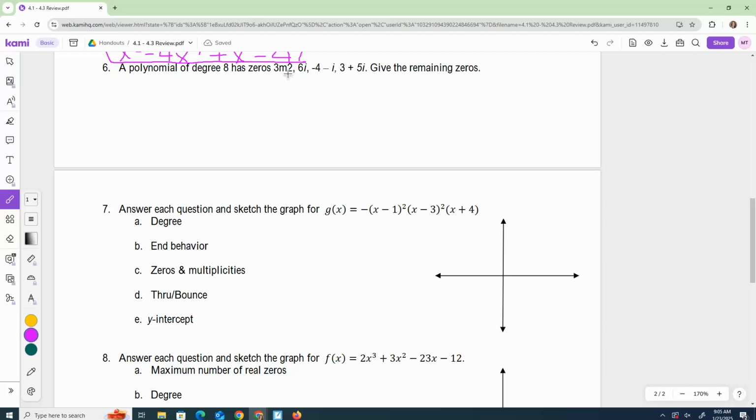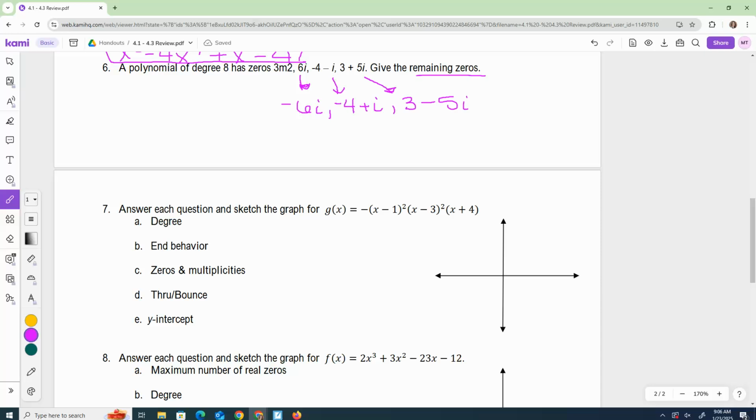So I'm asking you to give me the remaining zeros. If 3 is a 0, nothing else has to be. But if 6i is a 0, what else would I have to have? If -4 minus i is a 0, what do we have to have? Just -4 plus i. You only change the sign on the i portion. And if 3 plus 5i is a 0, we also have 3 minus 5i.